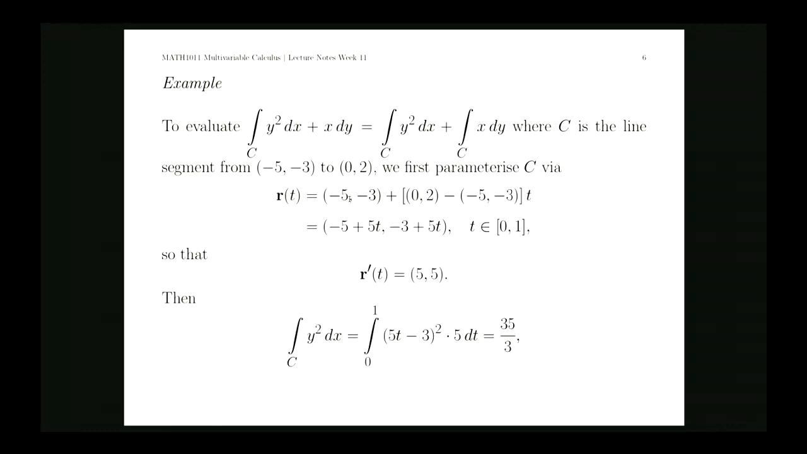When we're talking about parameterising a straight line, the easiest way is to do this trick, where it's the start point plus the difference between the end point minus the start point times t. Because then t equals 0, you're at the beginning, t equals 1, you're at the end. It's the easiest parameterisation to work with.